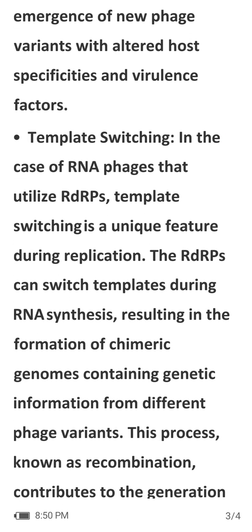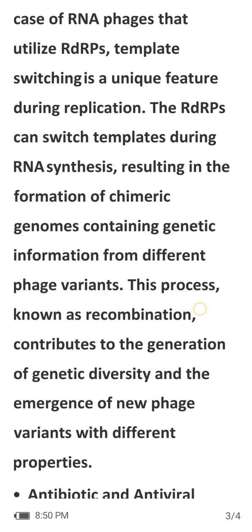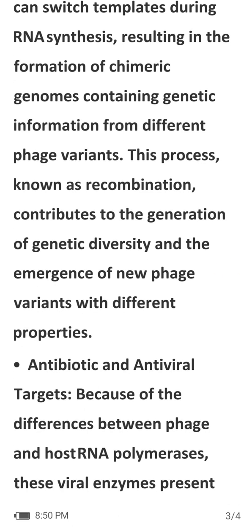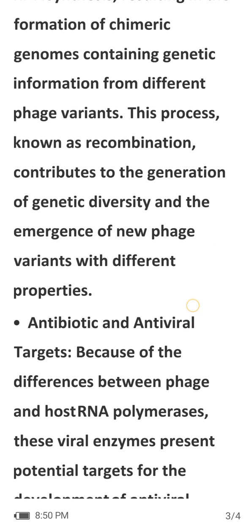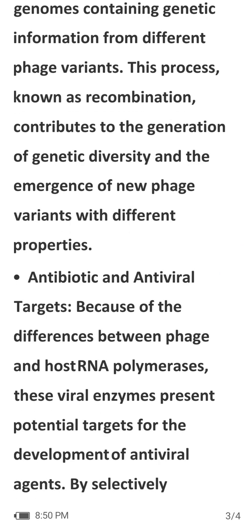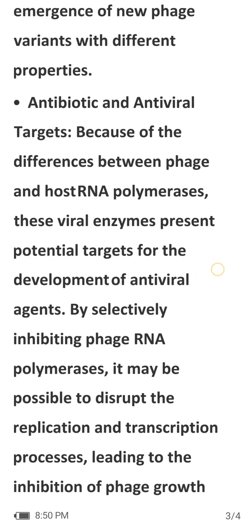Then template switching. In the case of RNA phages that utilize RDRPs, template switching is a unique feature during replication. The RDRPs can switch templates during RNA synthesis, resulting in the formation of chimeric genomes containing genetic information from different phage variants. This process, known as recombination, contributes to the generation of genetic diversity and the emergence of new phage variants with different properties.